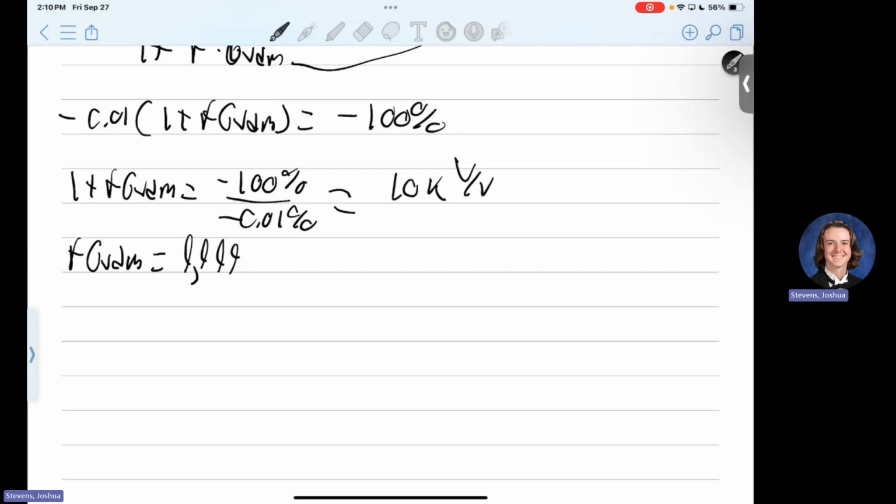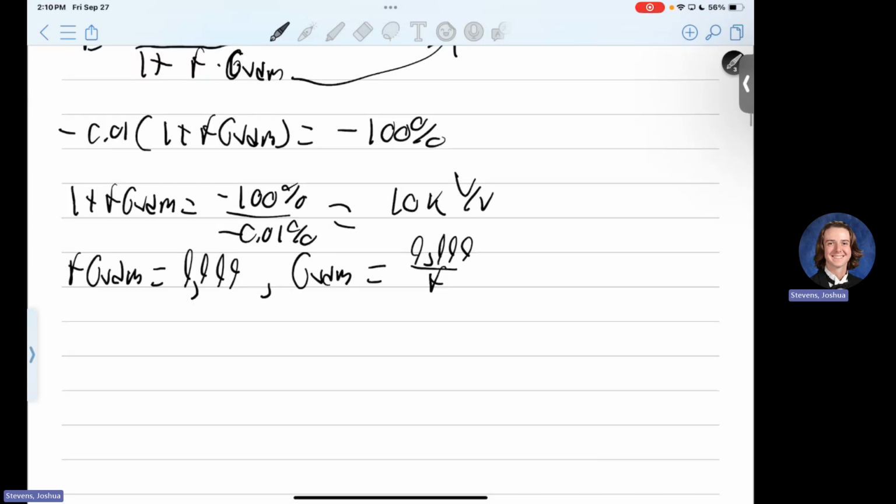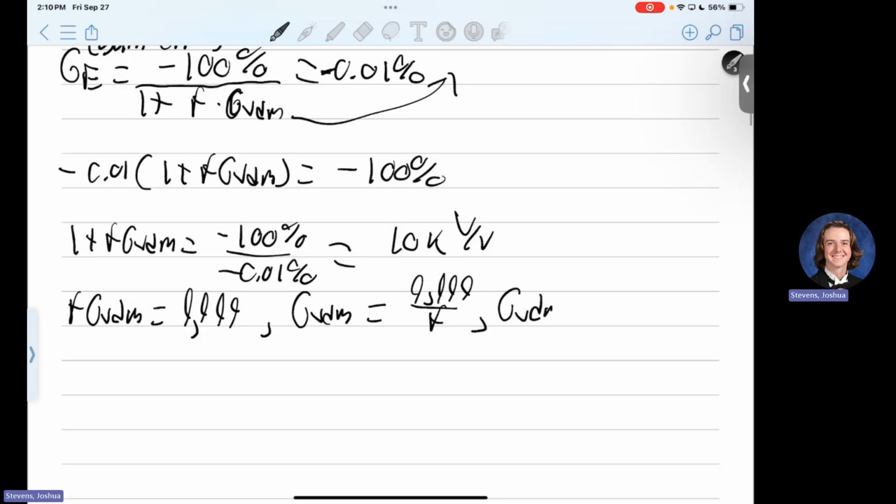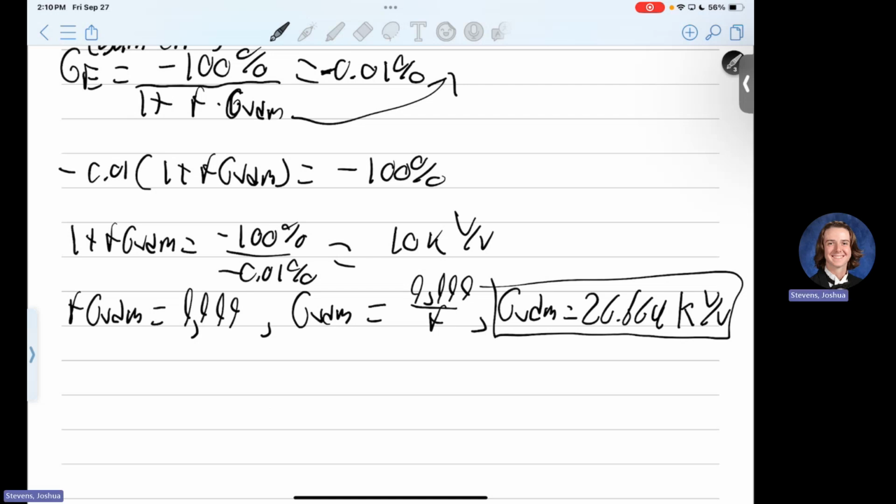Okay. So now GVDM equals 9999 over F. F we found earlier has to be 0.375. Therefore, GVDM equals 26.664K volts per volt. I'll write that K a little bit better. You agree? Cool. All right, next thing is we have to find the open loop bandwidth, right?